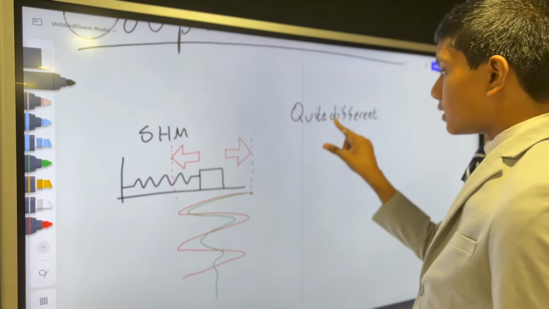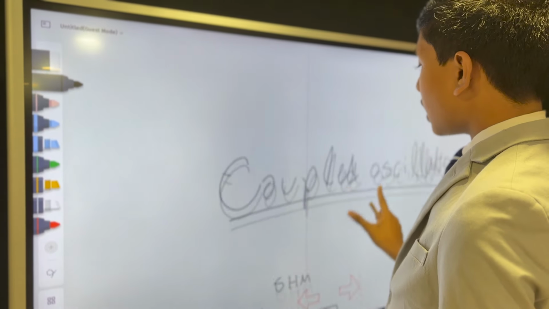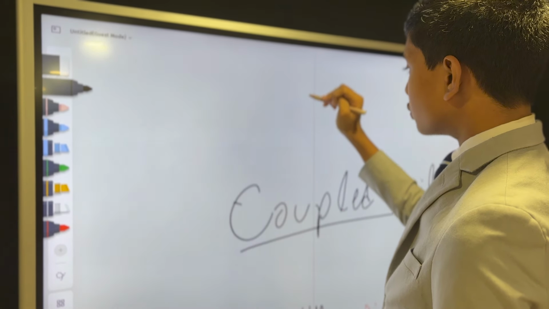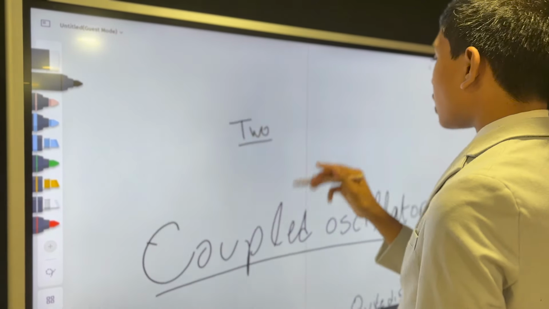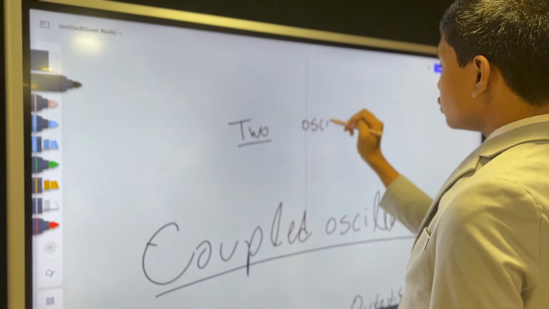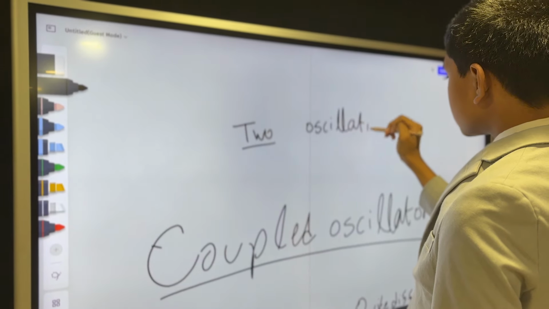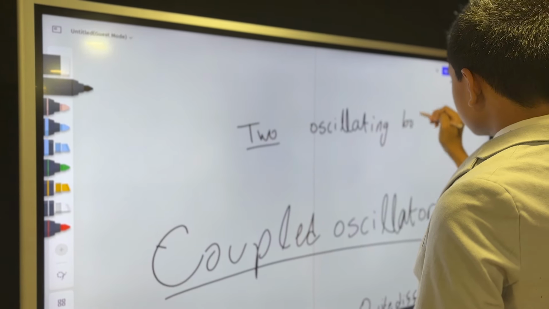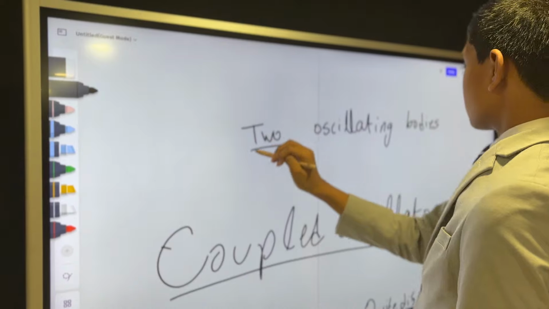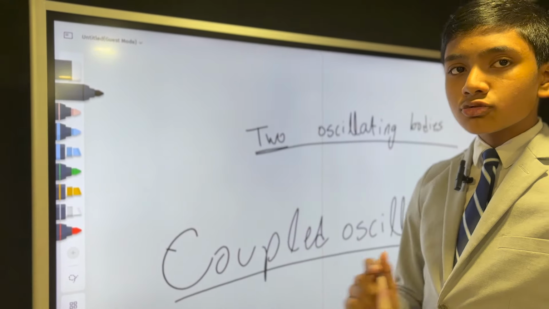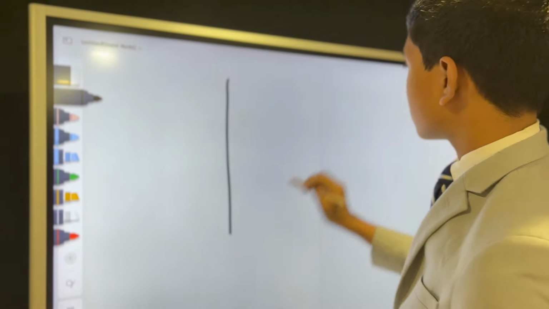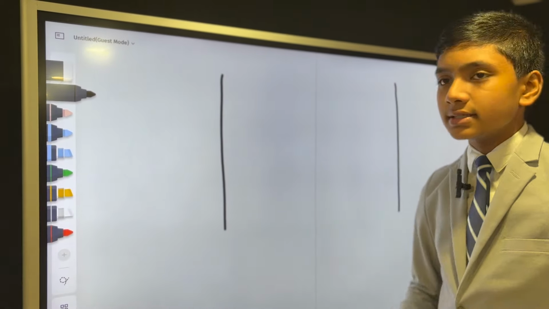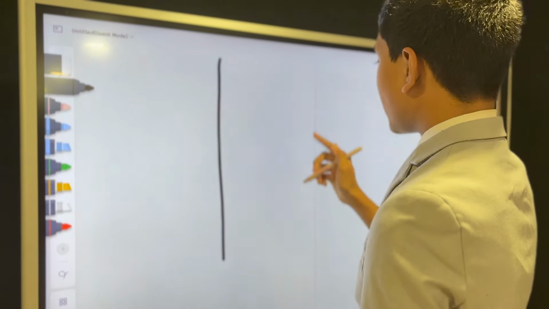So, as you probably know, a couple means two. So, naturally, coupled oscillators mean two oscillating bodies. So, let's draw the simplest case for two oscillating bodies.